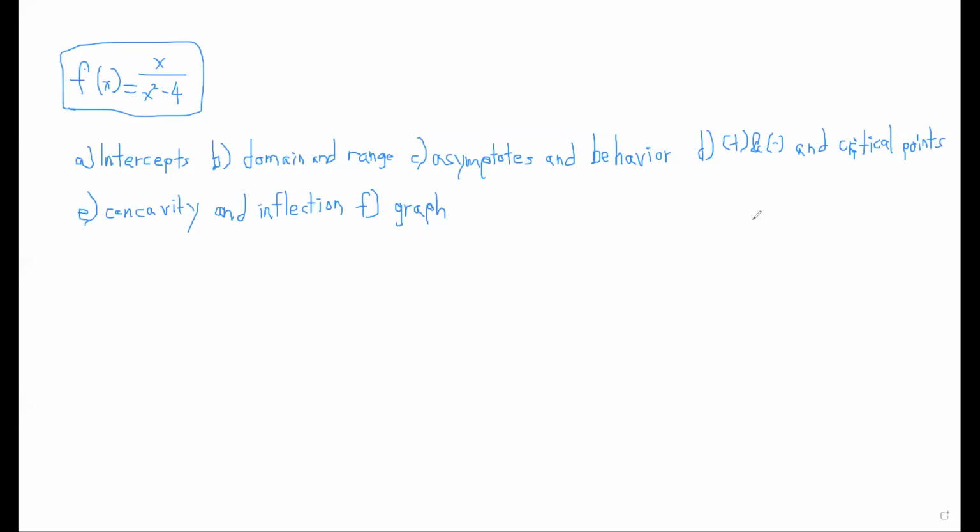Hey everyone, I'm back with another calculus lesson, and today we are going to learn to sketch a curve. I have a graph here. We have a function. We need to sketch f of x is equal to x divided by x squared minus 4. And below here are the 6 general steps we take before we can sketch the curve. They're intercepts, domain and range, asymptotes and behavior, increase and decrease of critical points, concavity and inflection points, and the actual sketching of the curve or graph.